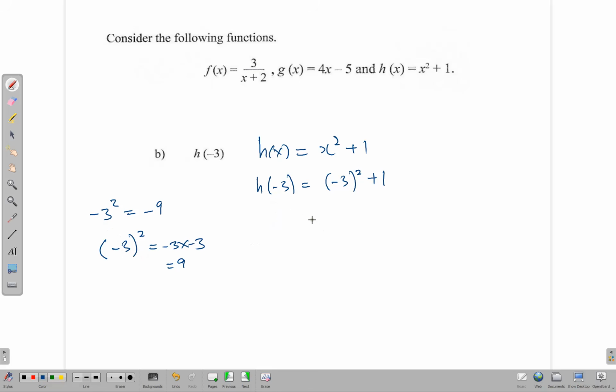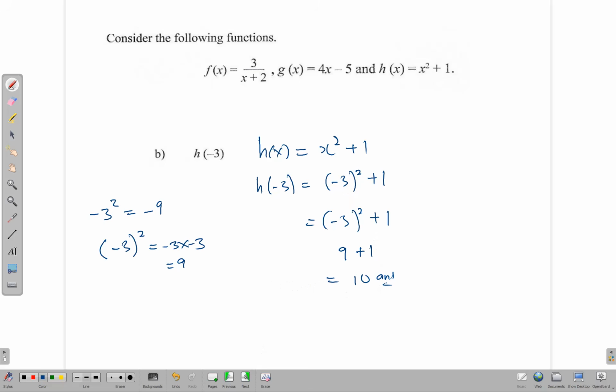So h of negative 3 here gives us negative 3 squared plus 1, and of course negative 3 squared is a positive 9 plus 1, which gives us 10. So the only way you could get this wrong probably is by not typing this properly in your calculator and therefore getting the wrong result on your device. Put negative 3 in there, square the negative, 9, add it to 1, 10, and we're done.